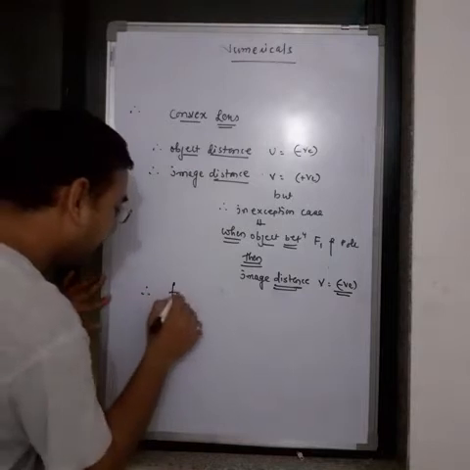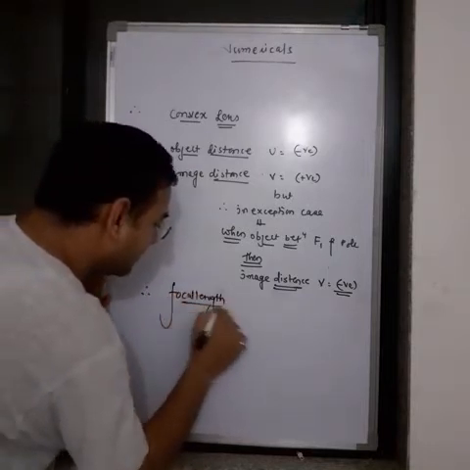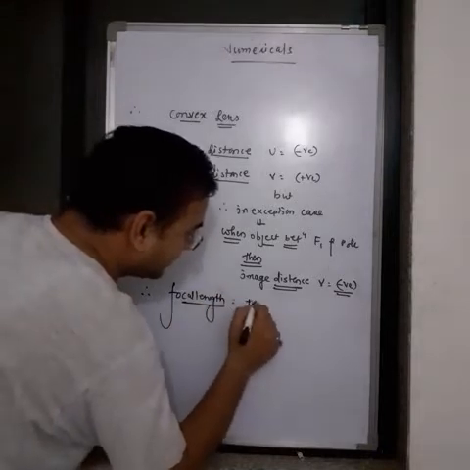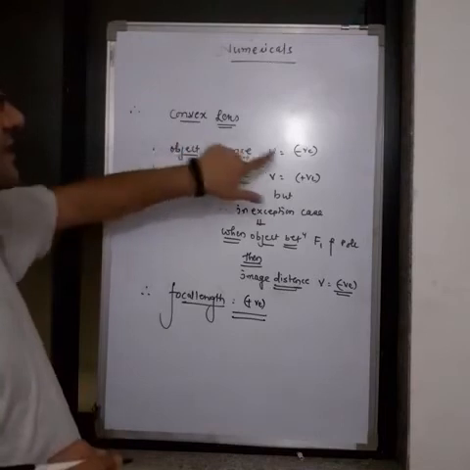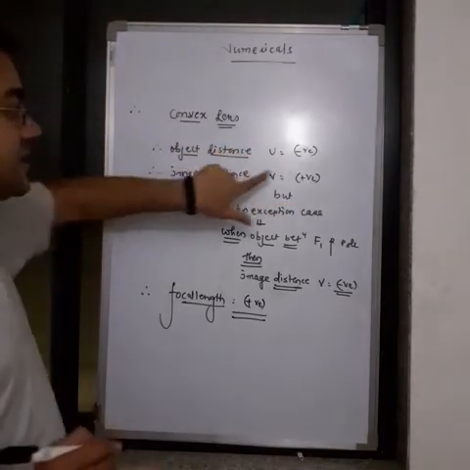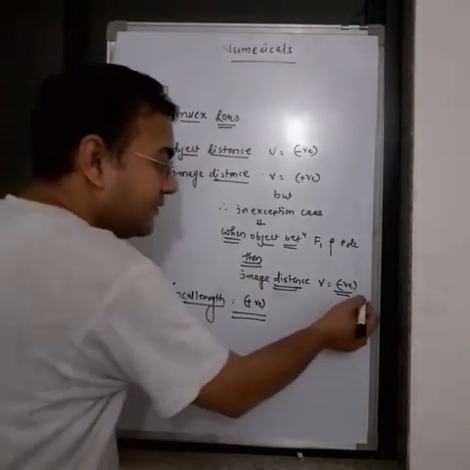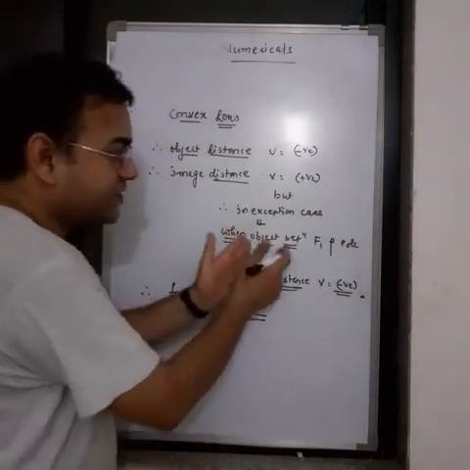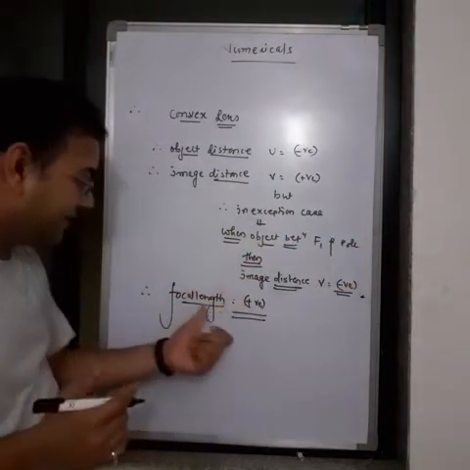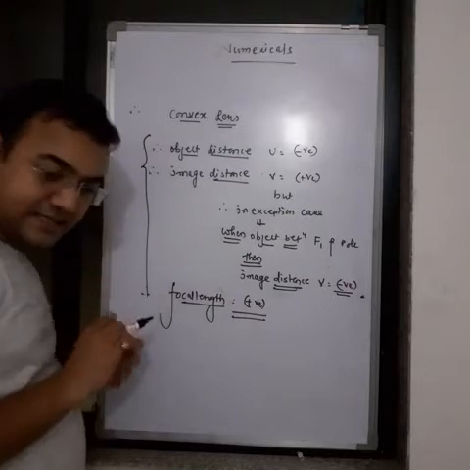For focal length, it's positive. So object distance negative, image distance positive. Only in case of the exception will it be negative. Exception, already we know, is when our object is between the F1 and pole, and focal length remains positive. This is for a convex lens.